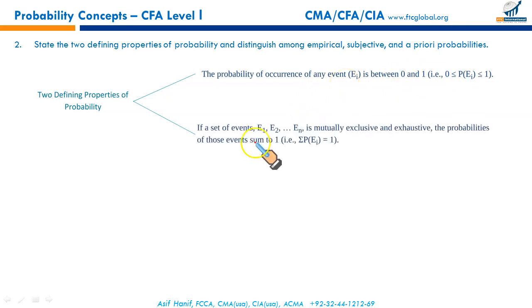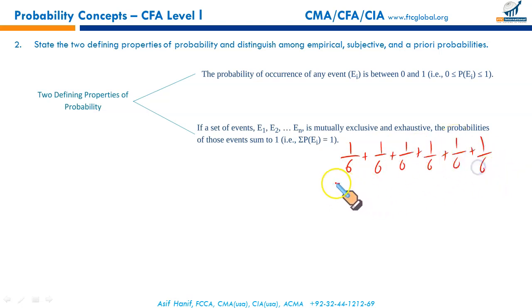The second one: if a set of events E1, rolling 1, rolling 2, 3, 4, 5, 6, are mutually exclusive and exhaustive, as in our example, the probabilities of those events, getting a 1 or 2 or 3 or 4 or 5 or 6, will sum to 1. Getting a 1, 1 over 6. Getting a 2, 1 over 6. Getting a 3, 1 over 6. 4, 1 over 6. 5, 1 over 6. Adding all these will give you 1. That's what the second property means: if events are mutually exclusive and exhaustive, their sum would be equal to 1.